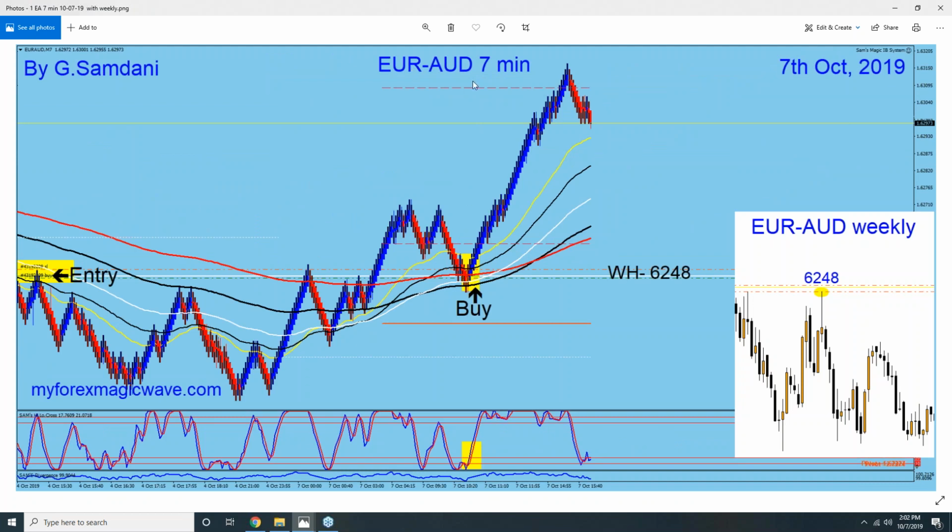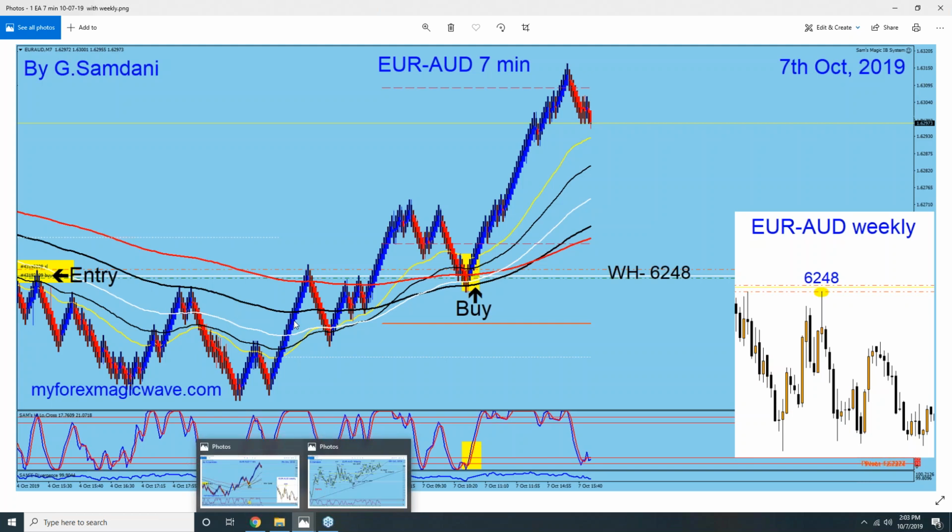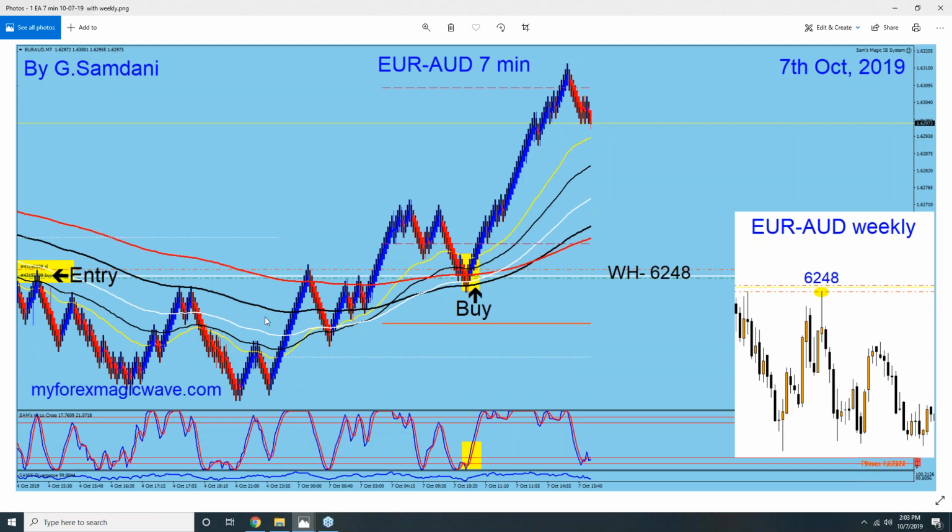So look at this Euro-Aussie 7-minute chart. It was bearish below this wave. The price was below the wave, and then below this black line here, right? This wave is below the black line. It's bearish. But my weekly chart is saying that it's going to bounce and then go up. So what I'm looking for is a bullish entry above a certain level. So 61.88 was the level that it was above already, and it's supposed to go above 62.48, and above that, if I get an entry, I take it.